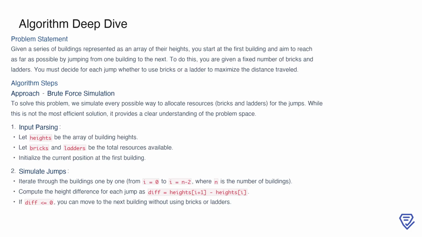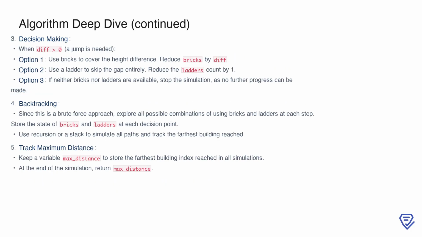For each jump, we calculate the height difference, diff, between the current building and the next. If diff is less than or equal to 0, the jump requires no resources, so we can move forward freely. This forms the basis of our simulation. Now, when we encounter a positive height difference, meaning a jump is required, we need to make a decision about how to allocate our resources.